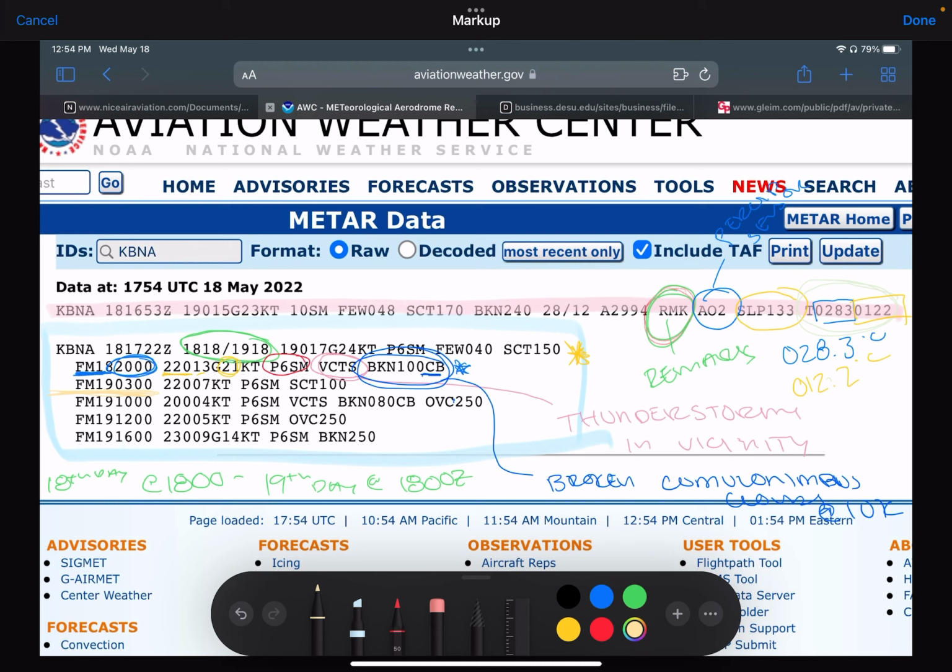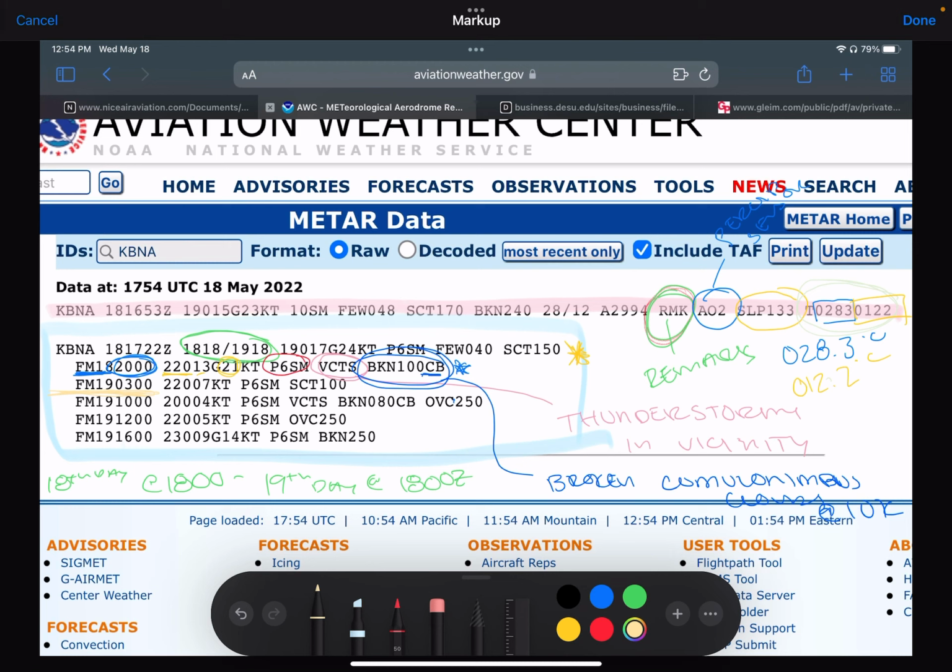Moving along about 7 hours later, which is going to be sometime this evening into the early morning hours, the 19th day of the month at 1000 Zulu. We've got our winds going 200 at 4 knots, plus 6 statute miles visibility. We've got those thunderstorms in the vicinity of the airport again. We've got a broken layer of cumulonimbus clouds, a little bit lower than what we're going to have later today, about 8,000 feet. And then we've got an overcast layer. So that's a solid layer of clouds at 5,000 feet.